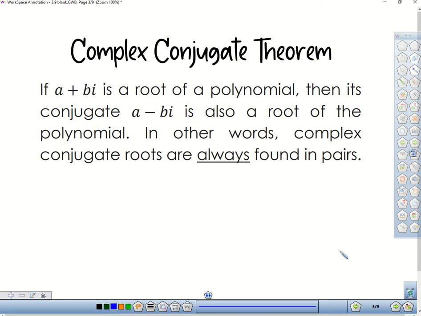And then the complex conjugate theorem states that if a plus bi is a root of a polynomial, then its conjugate a minus bi is also a root of the polynomial. In other words, complex conjugate roots are always found in pairs. I know we've talked about this a lot. When you find an imaginary number, you always do so by taking the square root of something. Anytime you take the square root of a number, you have a plus or minus. So basically, imaginary roots always come in pairs, one negative, one positive. That's what this theorem is reiterating. We've talked about it in passing, but we hadn't addressed what it's called. So that's what this theorem states.